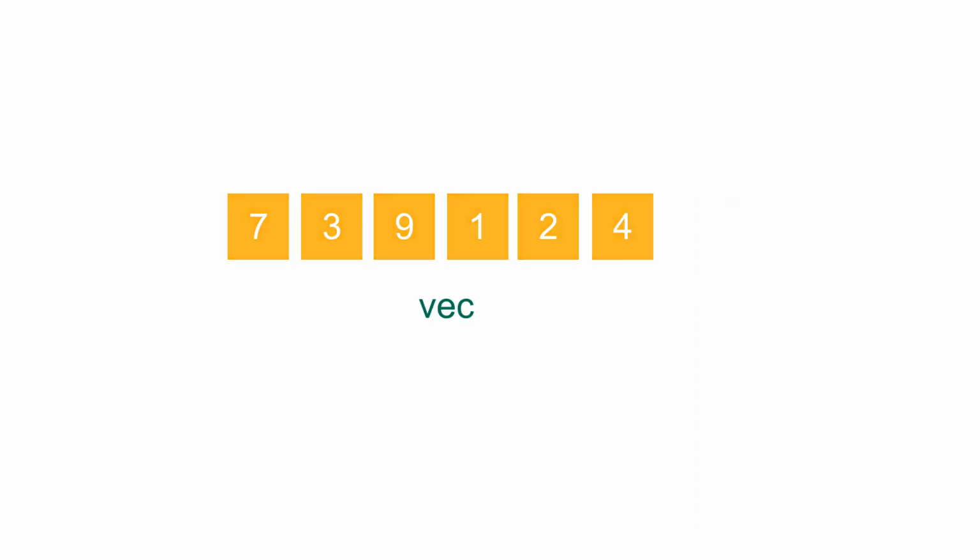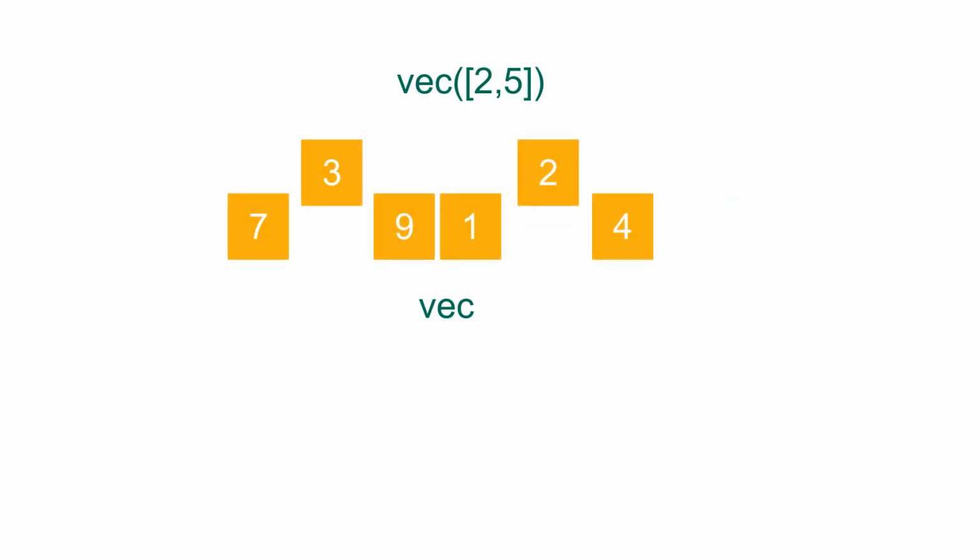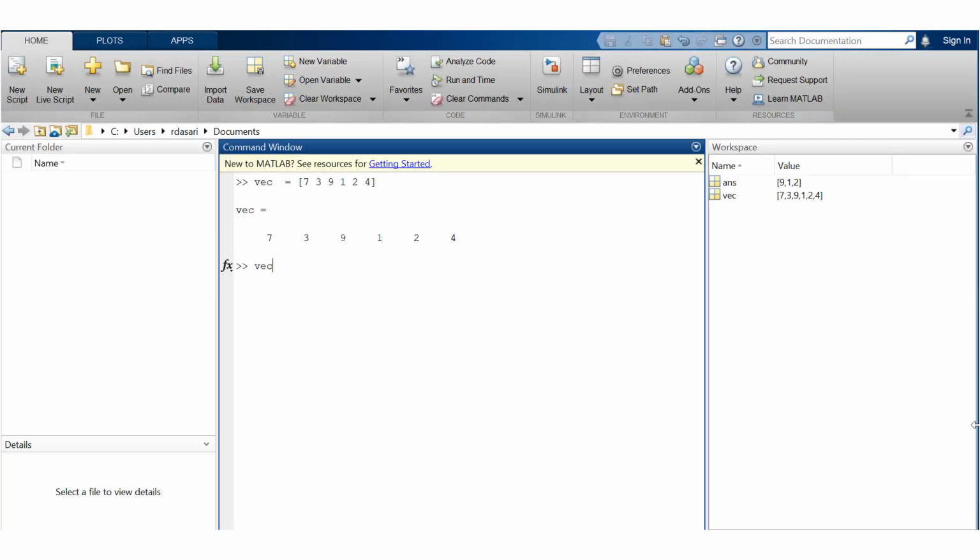Now, let's say I want to access the second and fifth element. The syntax for that is vec of square brackets 2 comma 5. Here is a common mistake that you may make. Vec of parenthesis 2 comma 5 is not going to fetch you the second and fifth elements. We'll see shortly why that is the case. Vec of square brackets 2 comma 5 is going to fetch the second and fifth elements, which are 3 and 2. Let me demonstrate to you that vec of parenthesis 2 comma 5 doesn't work. We'll get back to this when we talk about matrix indexing.